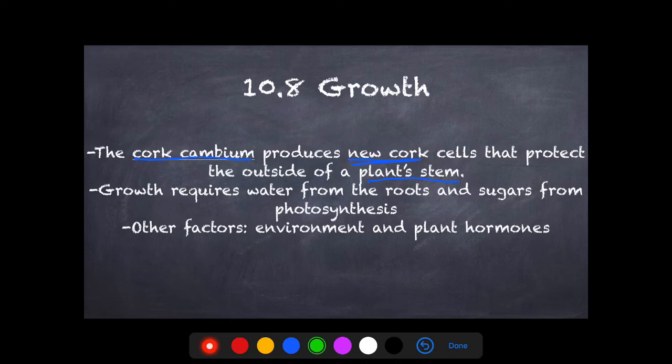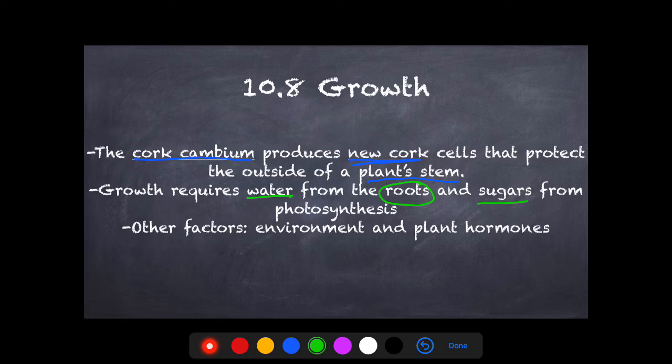Now, in order for growth to happen, you need a couple things. Example, you need water and you need sugar. So where is the water coming from? The water is coming from the roots of the plant. Remember, it travels from the roots to the stem to the leaves through the xylem.